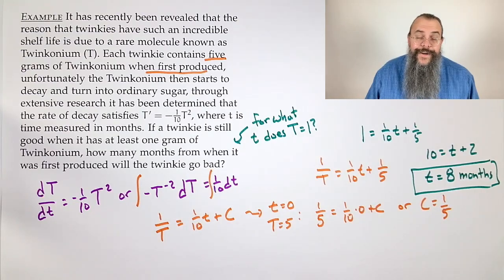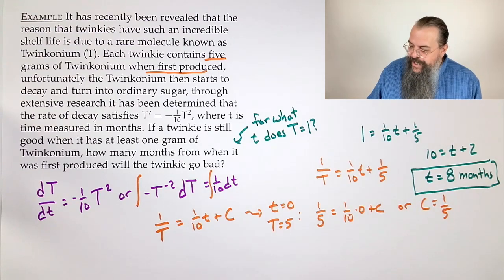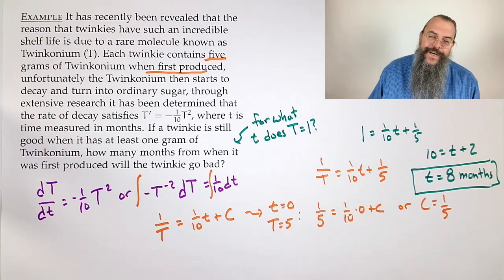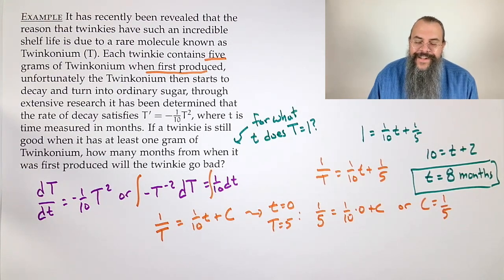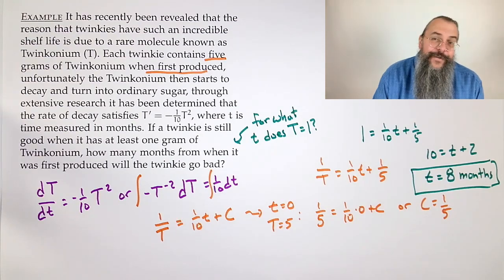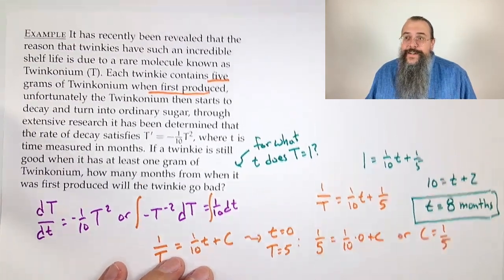All right, good. Now, disclaimer, Twinkonium is not a real thing. Do not wait 8 months to eat a Twinkie. I think it might go bad after like 7.5. No, I'm just kidding. Follow the use-by dates on your packaging. All right, good. Let's do another one.